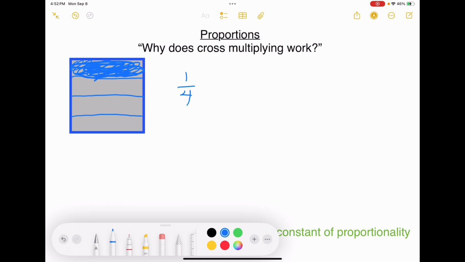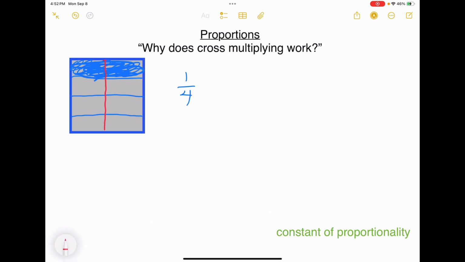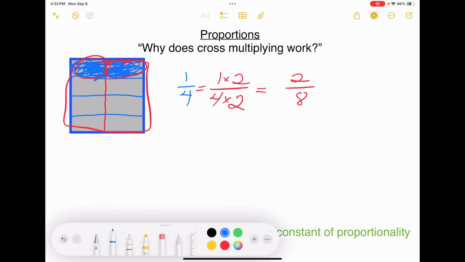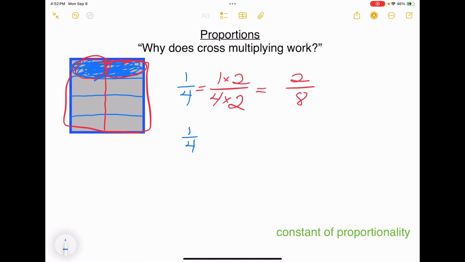Now if we come along and cut that square in half in the other direction, we can see that what we did was we doubled the number of pieces that are shaded, but we also doubled the total number of pieces in the square. We now have 2 shaded pieces out of 8. So the proportion is the equation where we talk about one fraction equals another fraction.